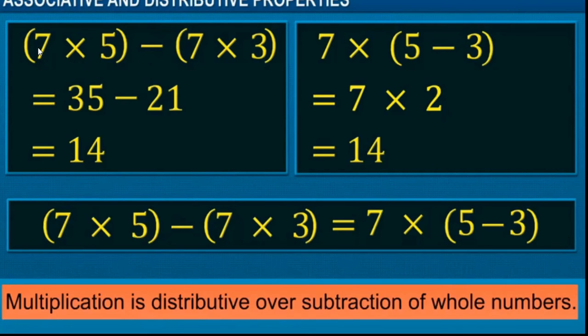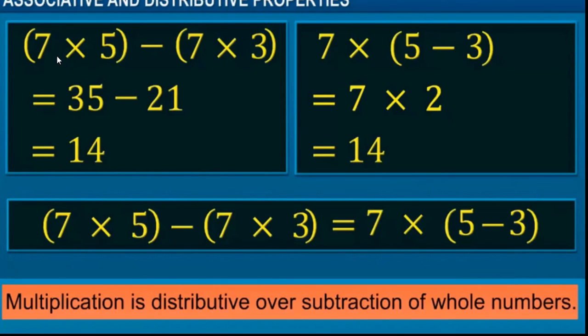Now what is happening here? 7 into 5 minus 7 into 3. So first we are doing the multiplication. So 7 into 5 is 35, minus 7 into 3, that is 21. So 35 minus 21 is 14.